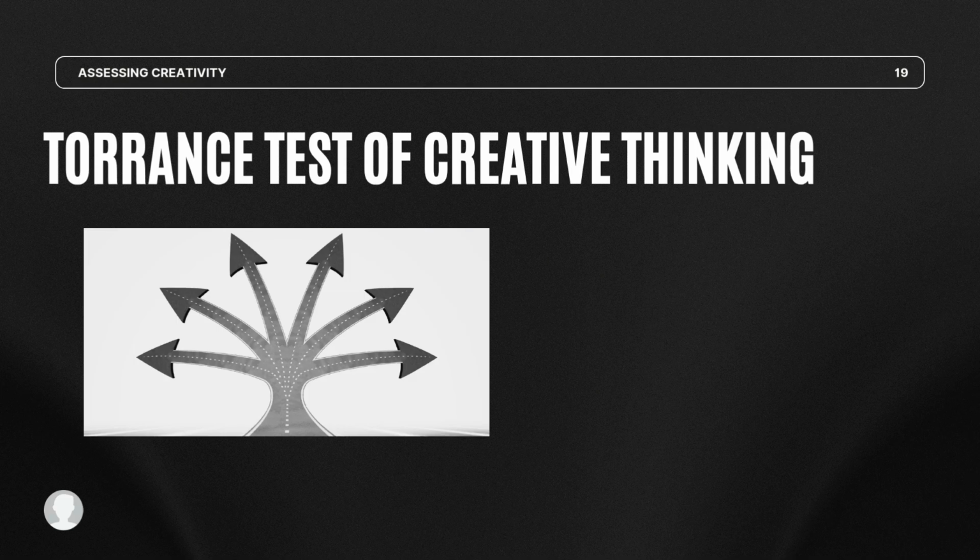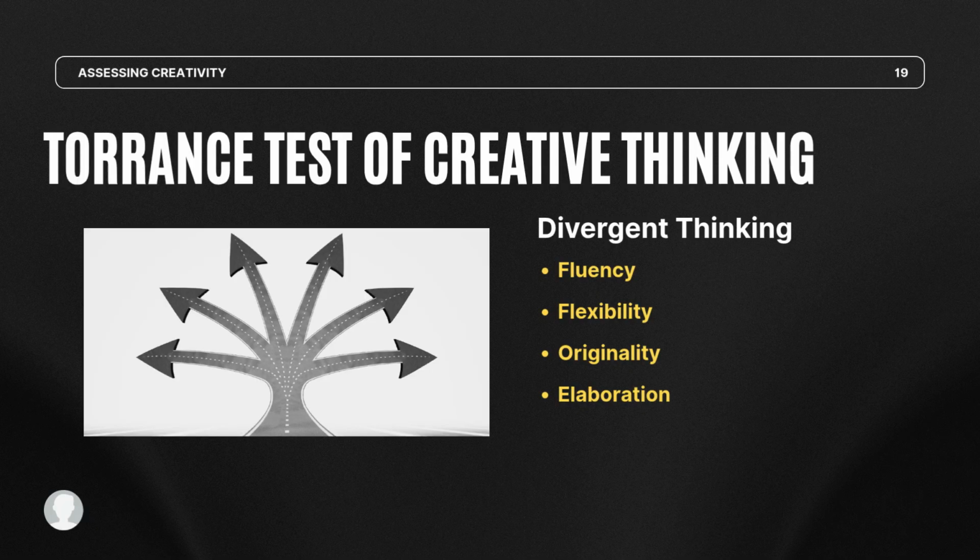One of the most widely used tools for assessing creativity is the Torrance Test of Creative Thinking, or TTCT. The TTCT is designed to measure divergent thinking, which includes four key elements: fluency, flexibility, originality, and elaboration. This assessment includes both verbal and figural components, such as generating unusual uses for everyday objects or completing visual prompts in creative ways. These components provide insight into how individuals generate and expand upon ideas rather than solely focusing on the correct answers.